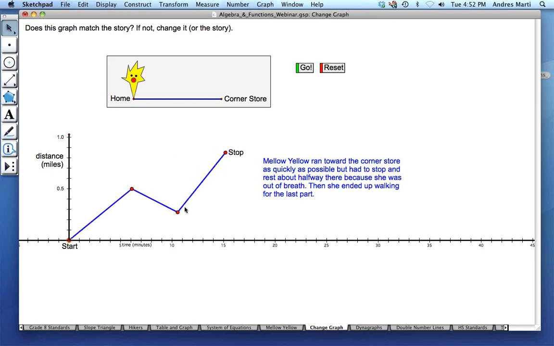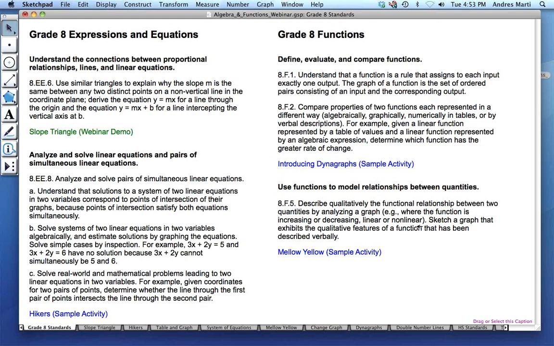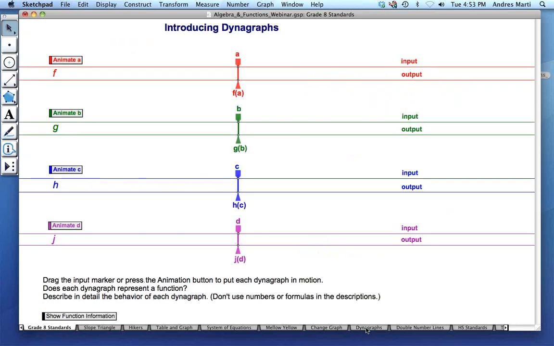And the nice thing about this is that this animation is controlled by the graph. So whatever you end up leaving the graph as, this will animate according to what you've done. So this in fact is a stretch where Mellow Yellow is going backwards and then forwards again. They can also change the story if they want to. This is just text. If they'd rather change the text, they could do that. But I think this is a great activity in multiple representations and really building up that understanding of a functional relationship.